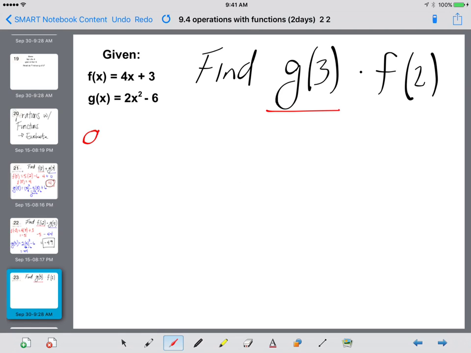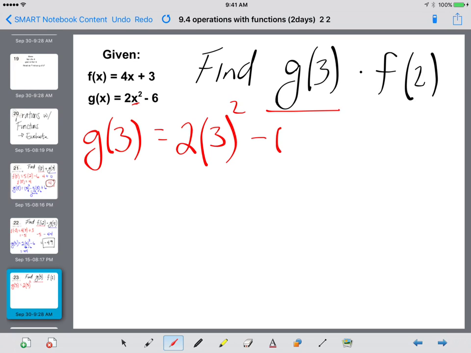So let's find g of 3 first. So I'm going to plug 3 in for my x's. I have 2 times 3 to the second power minus 6. 3 to the second power is 9, times 2 is 18, and 18 minus 6 leaves me with g of 3 equal to 12.